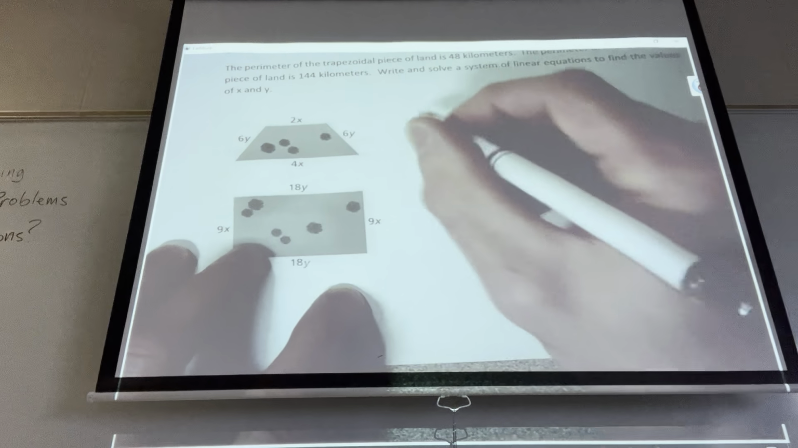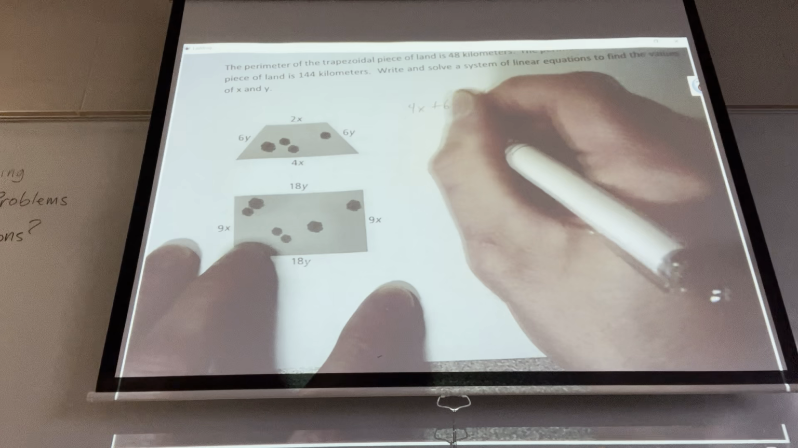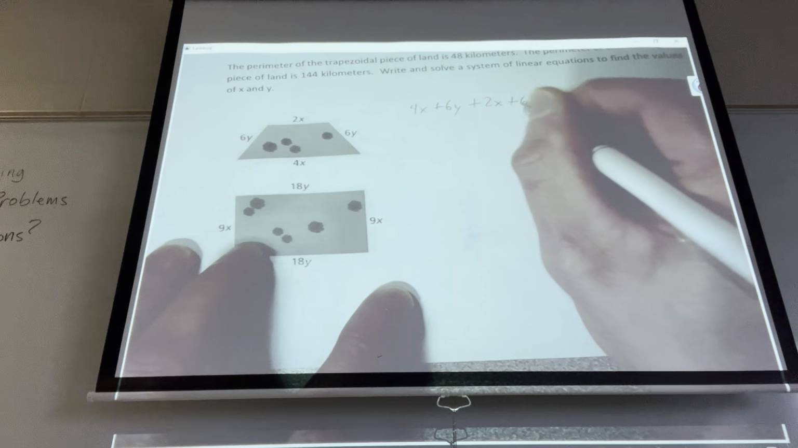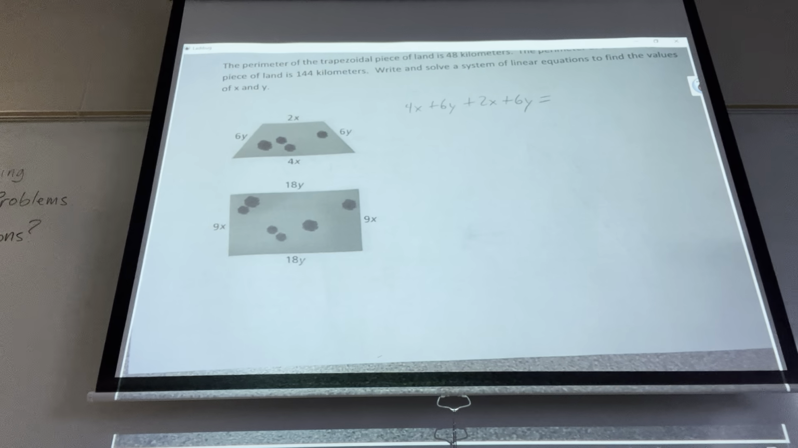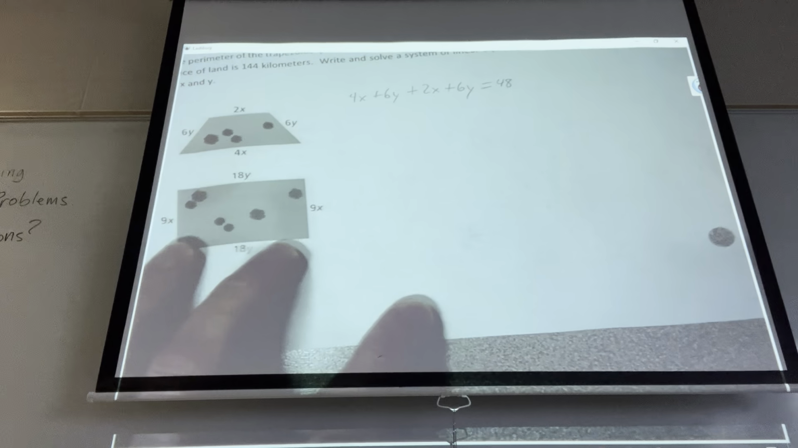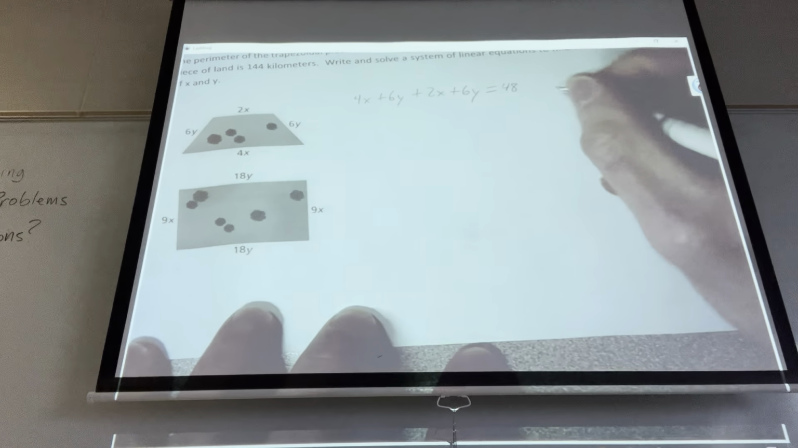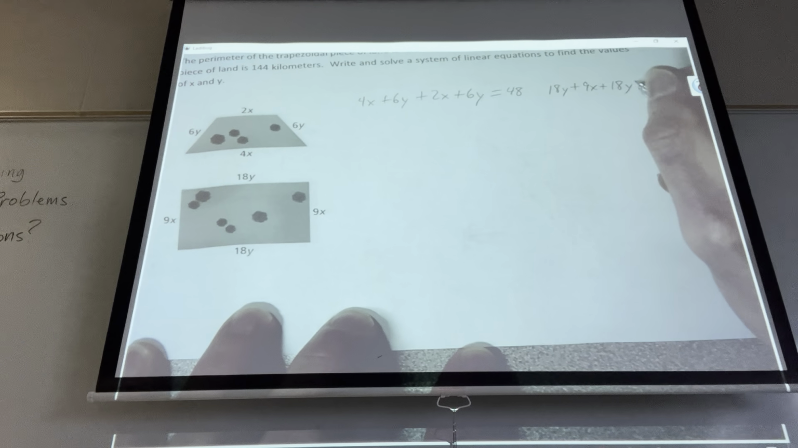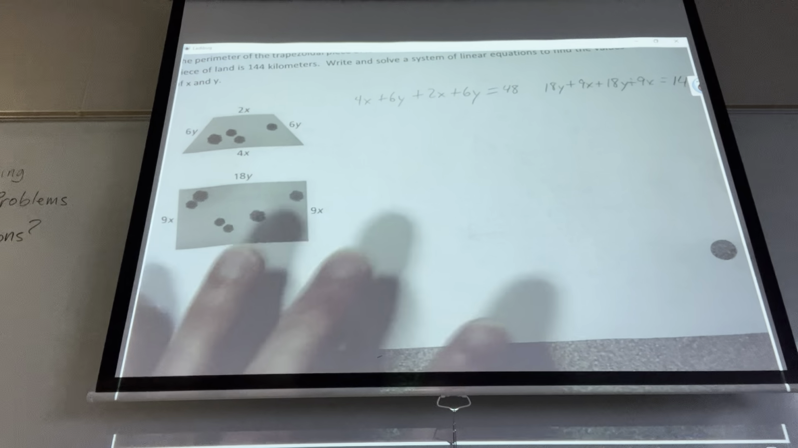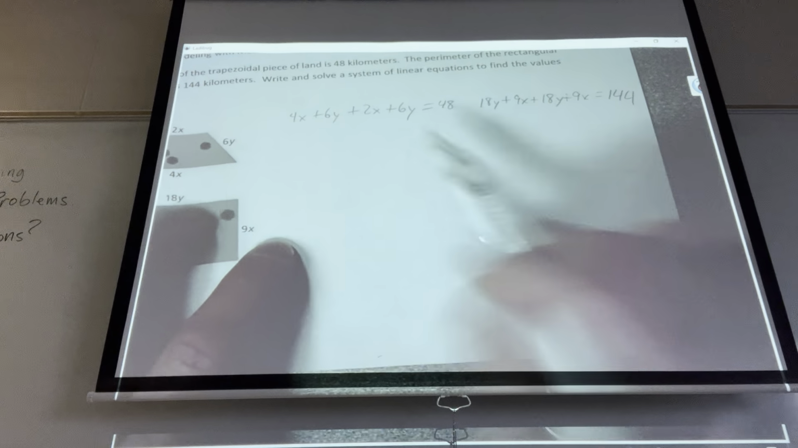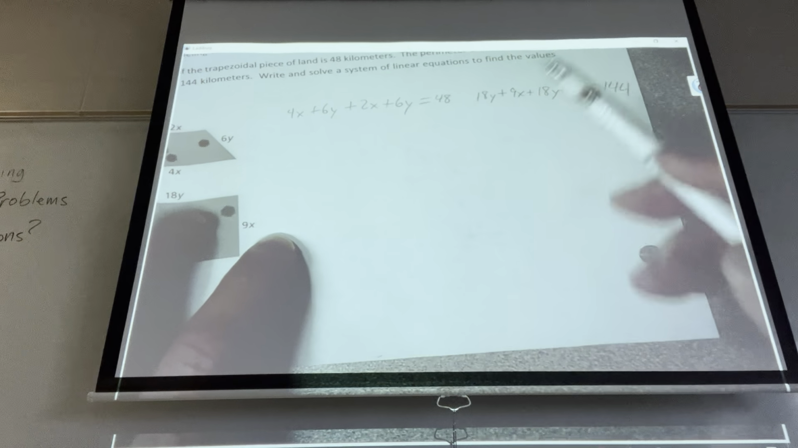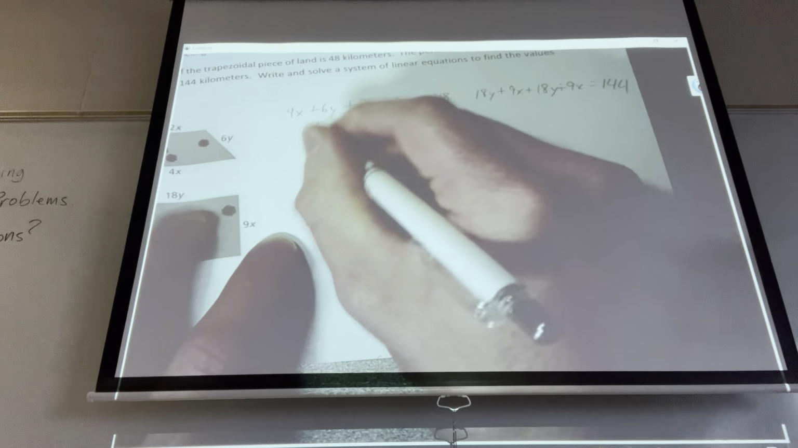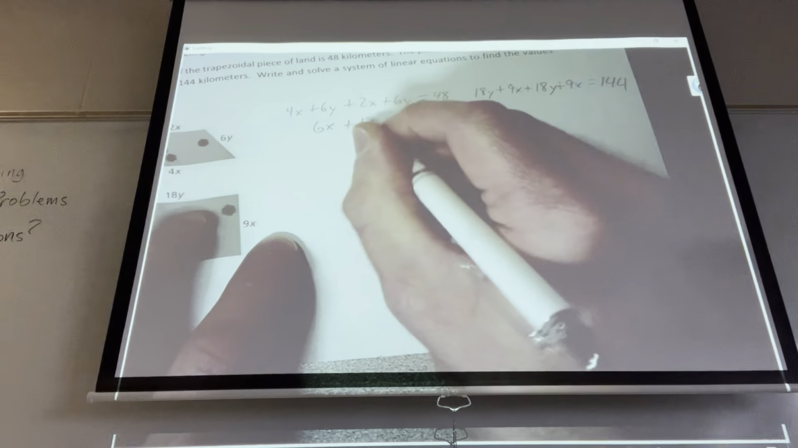Adding them all up. So we're going to go 4x plus 6y plus 2x plus 6y is going to equal what for the trapezoidal piece of land? 48. For the rectangle, we're going to add those all up. So we'll have 18y plus 9x plus 18y plus 9x equals 144. Class, we've got two equations. Can we clean these up a little bit? Let's put the x's together. Isn't that going to be 6x and 12y?